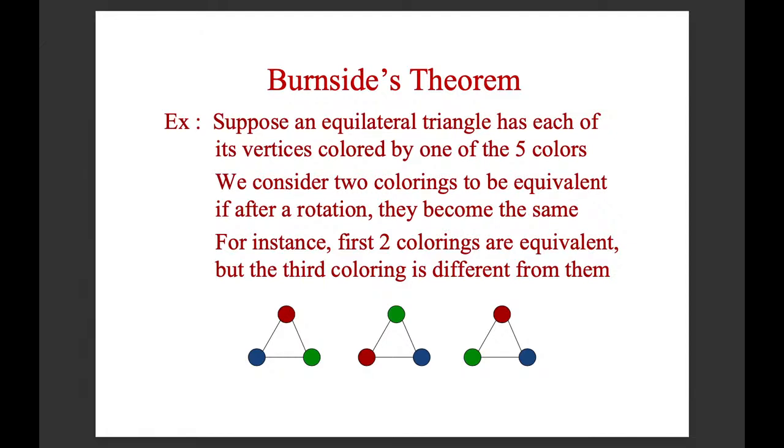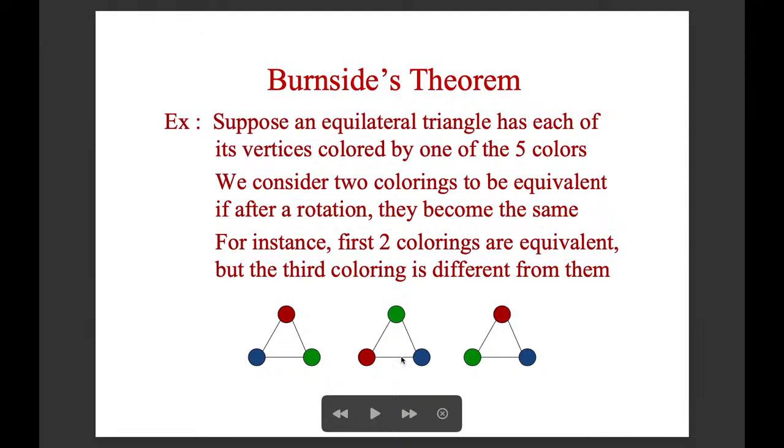Let's see this description. Suppose that we have an equilateral triangle with 3 vertices. Each of the vertices can be colored by one of 5 colors, let's say red, green, blue, orange, and yellow. Now we are considering 2 colorings to be equivalent if after a rotation, they become the same.